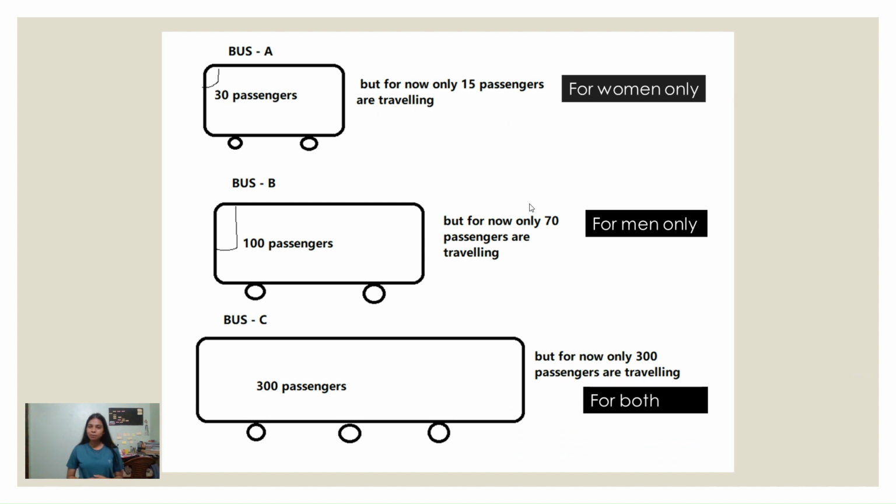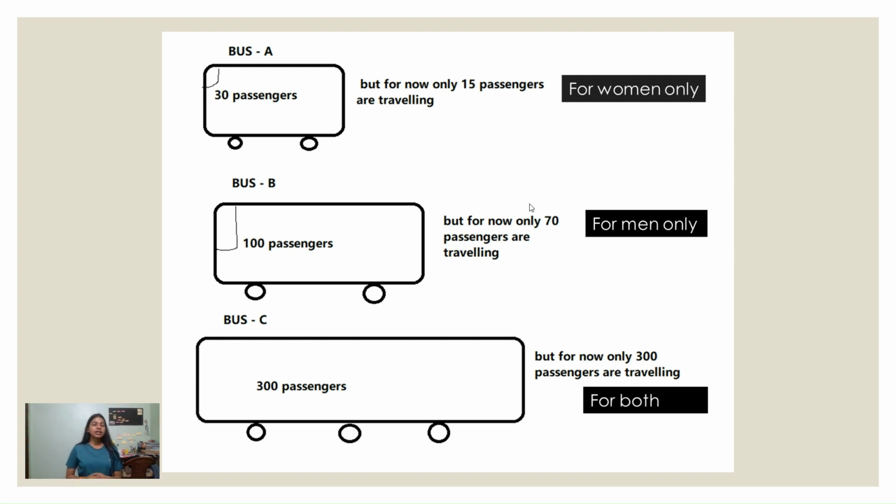Now, as you can see, this is the same example which we covered in our last lecture. So what was the example all about? I was the owner of a traveling agency and I owned three different types of buses: Bus A, Bus B, and Bus C. All three buses are meant for different kinds of passengers and have different passenger capacities. Bus A is meant for women, Bus B is meant for men, and Bus C is meant for both of them. Bus A has a capacity of 30 passengers, Bus B has a maximum capacity of 100 passengers, and Bus C has a maximum capacity of 300 passengers.